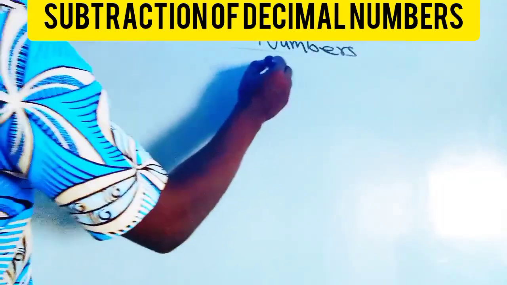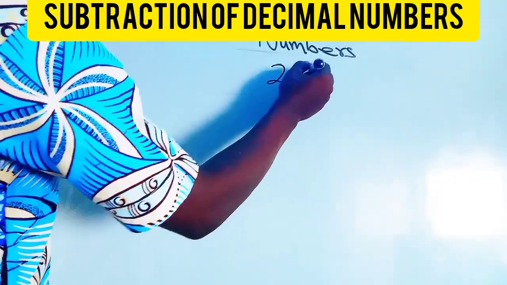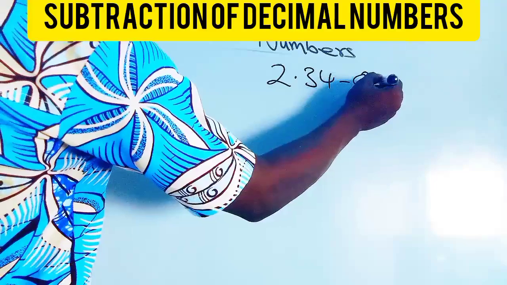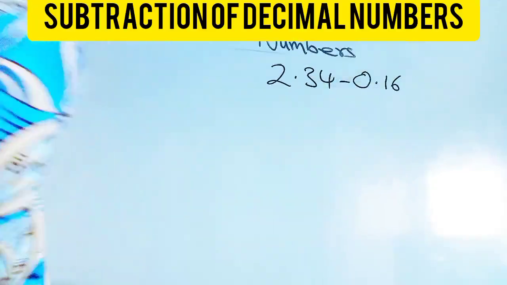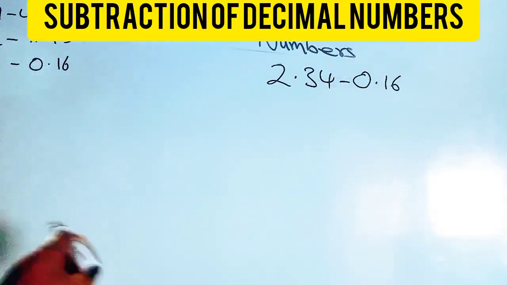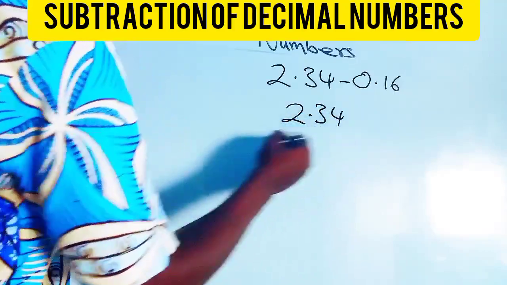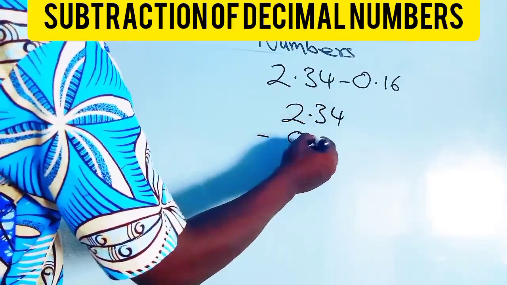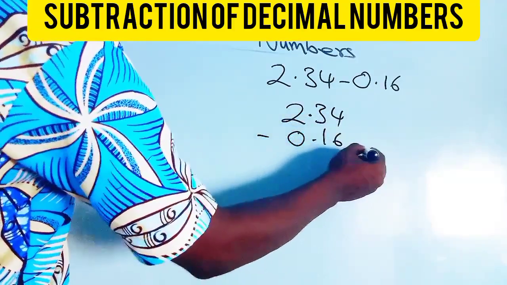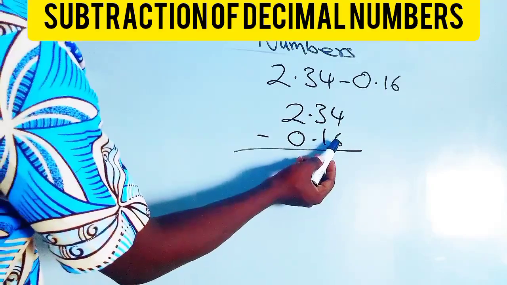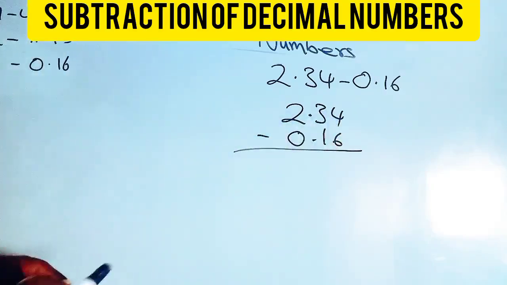The last question is 2.34 minus 0.16. Let's rewrite it. We have 2.34 minus 0.16. Let's solve. Can we subtract 6 from 4?